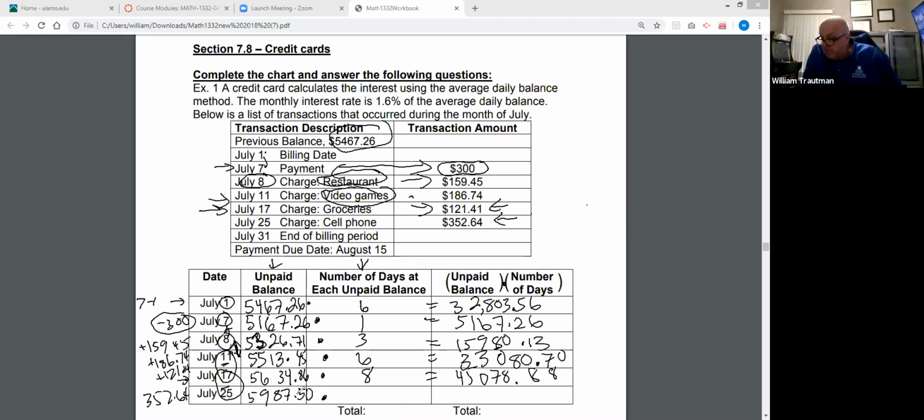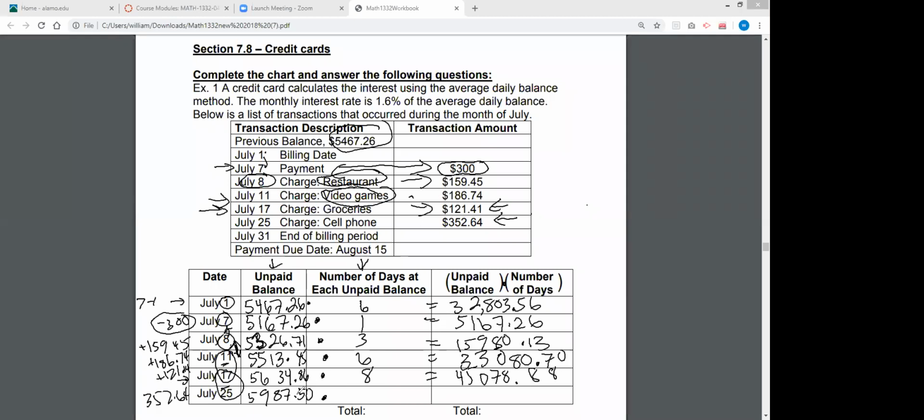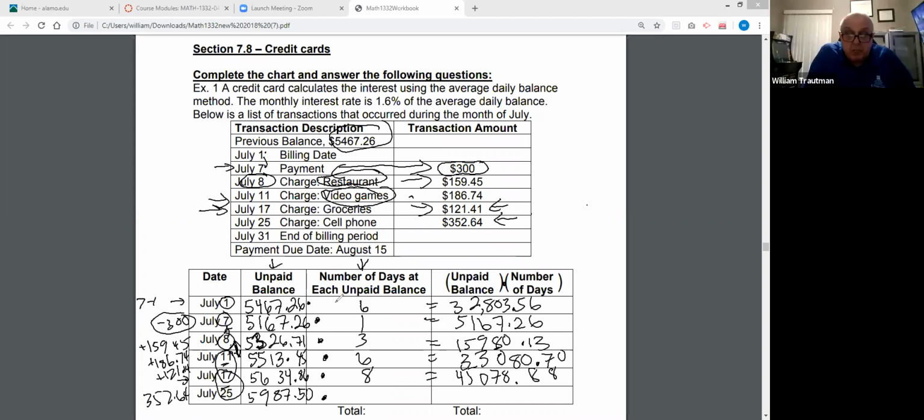And this is the kicker. 6 days. I'm going to put 6 temporarily, but nobody else write down 6. Do not write down 6. By the way, 6 is wrong. I'm going to write down 6.